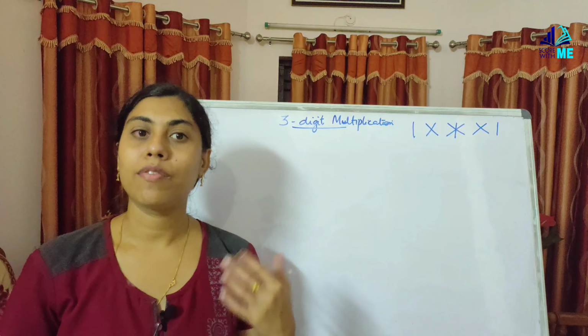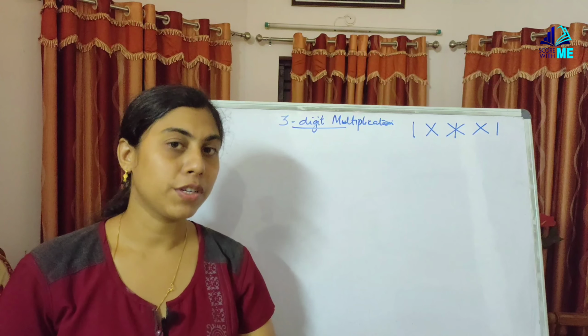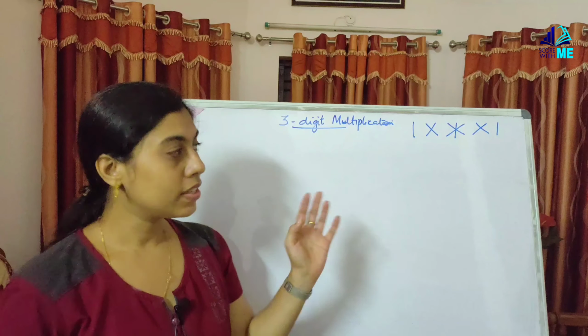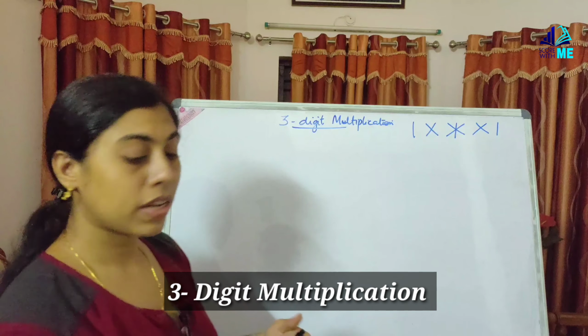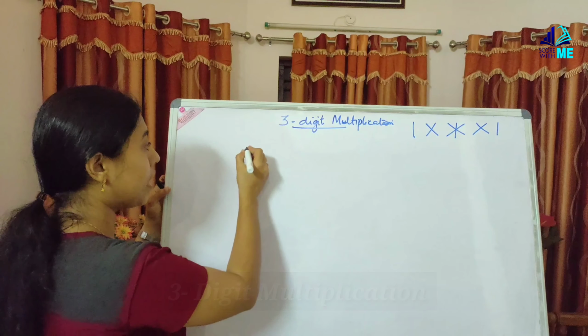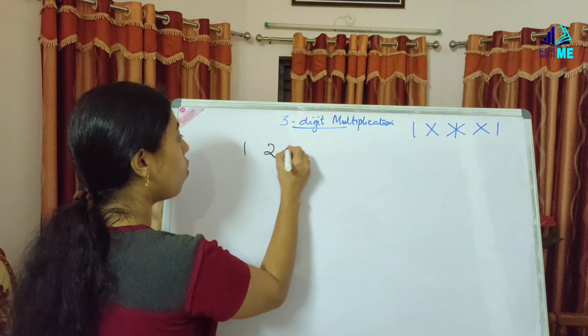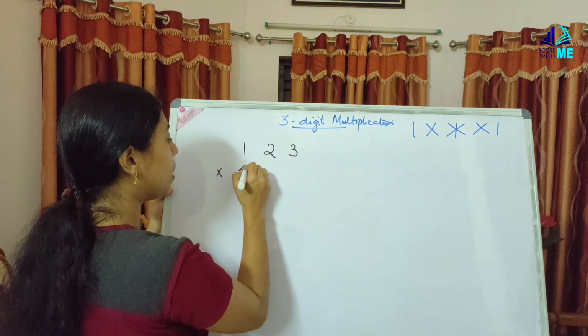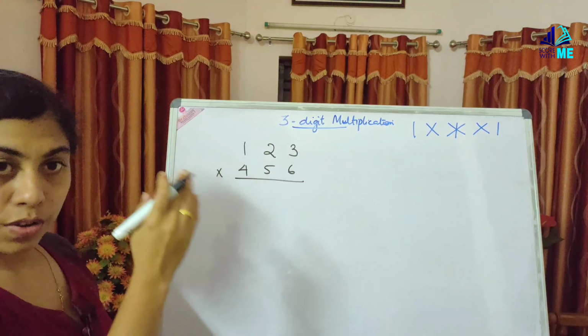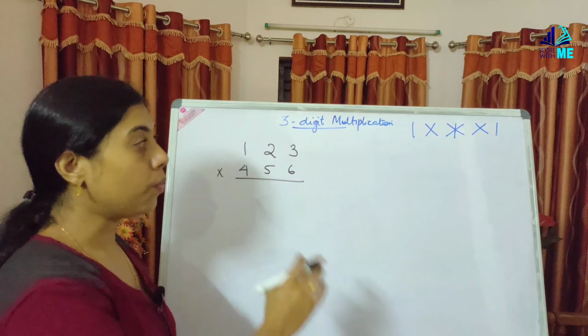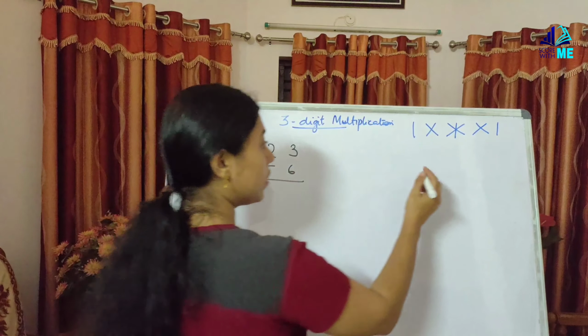So now that we have got clear with two-digit multiplication in a very quick and fast way, similarly, let us go for three-digit multiplication. Now here also we'll start with an example. Let us take the basic example of 123 multiplied by 456. Before we go to our simple way, we'll go with the traditional method first.